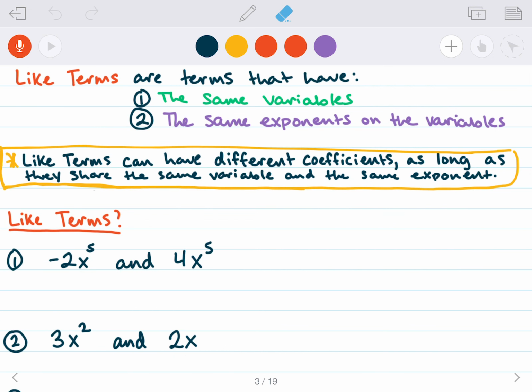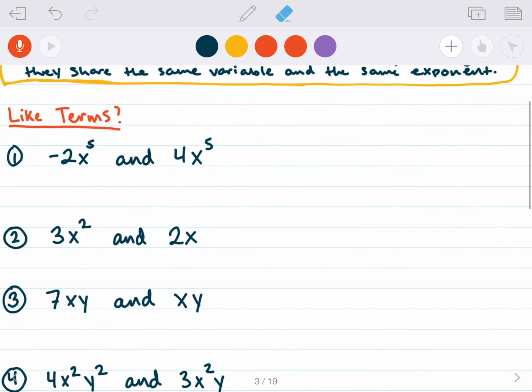Okay. So now we're going to learn something new called like terms, a new concept. Like terms are terms that have the same exact variables and the same exponents on the variables. Like everything has to be the same basically. The only thing that can be different are the coefficients, or the numbers in front of the variables. So like terms can have different coefficients as long as they share the same variable and the same exponent.